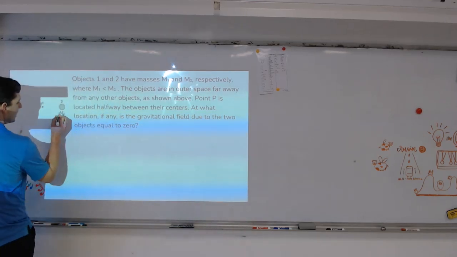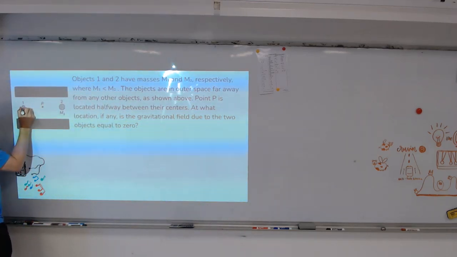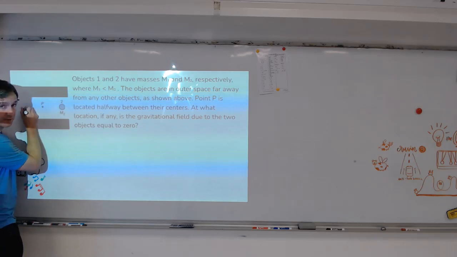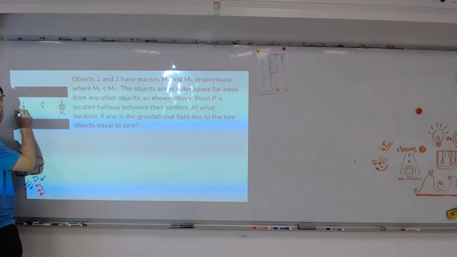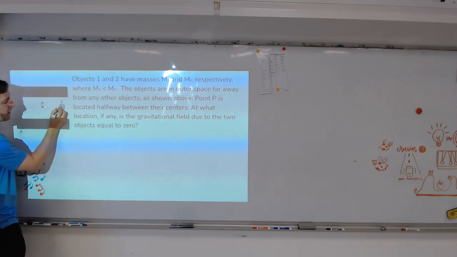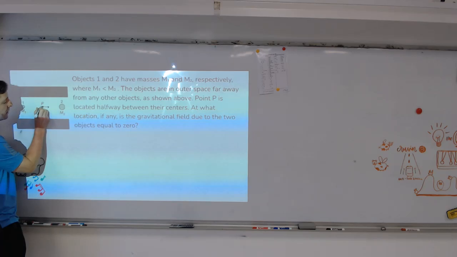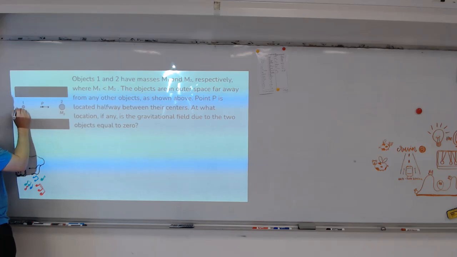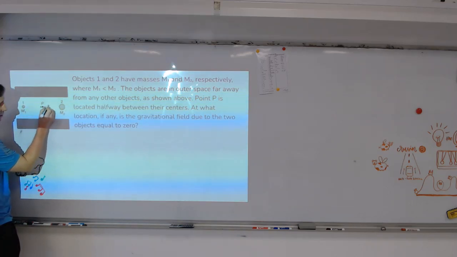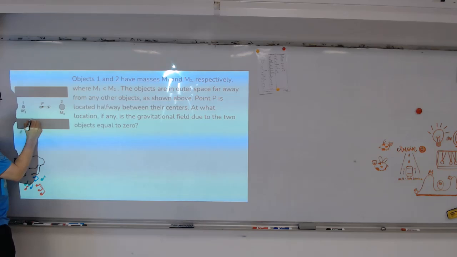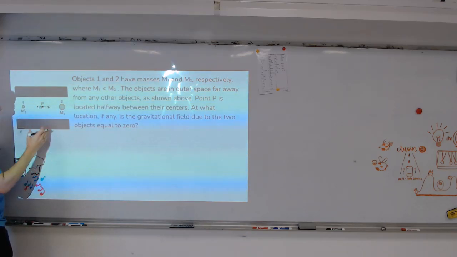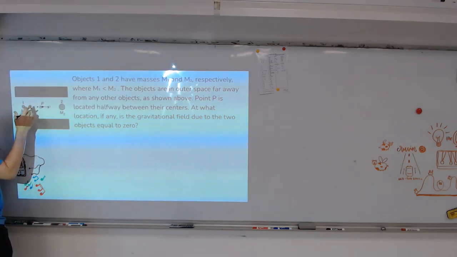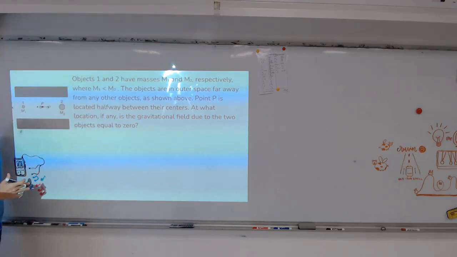Well, we know that this one is larger than this one. So this one's mass is larger than this one. Now, if this one's mass is larger, then at this point P, the gravitational force, or the gravitational field, would be larger pulling in this direction compared to that one. Now, as we get closer to mass 1, obviously this force will get weaker and this one will get larger. And so as we move this direction, we can say somewhere between mass 1 and P, the field will be equal to 0 at that point.